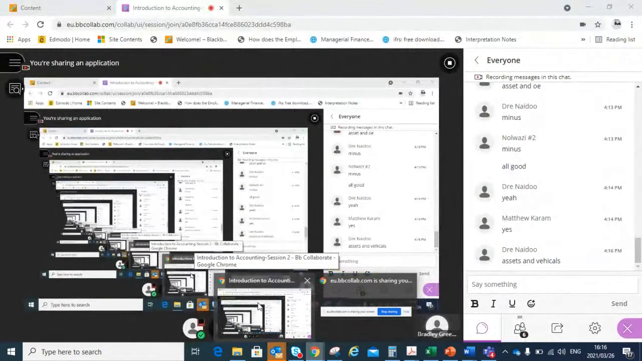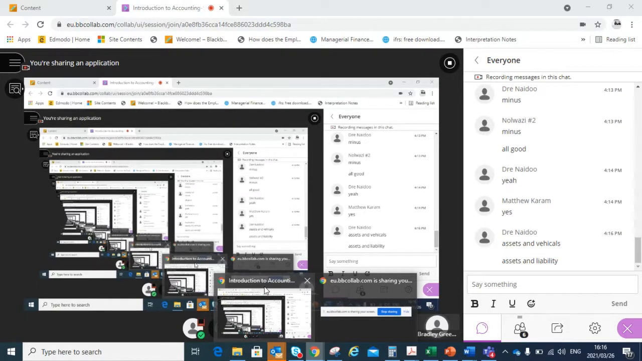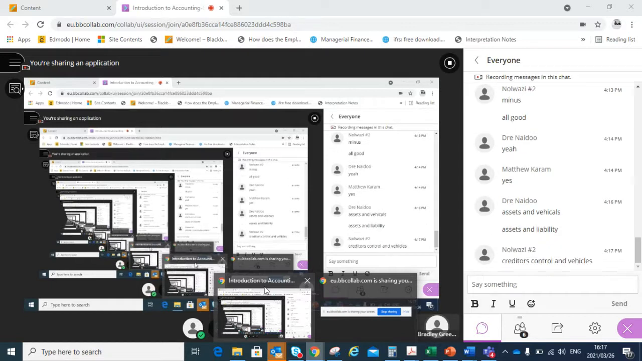Be specific. You said assets and vehicle. Okay, let's wait for others. Do you agree with Dream? Be specific. Don't just say assets or liability. You must be specific, because in the exam they can also ask you to classify accounts. So what asset are you talking about? What liability are you talking about? I want you to be very specific first. Of which I do agree with you. Dre, you said assets. Okay, perfect.